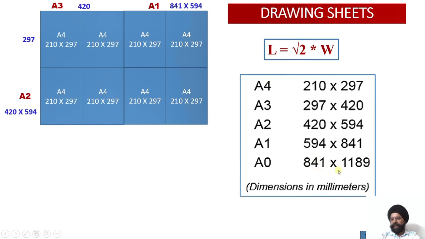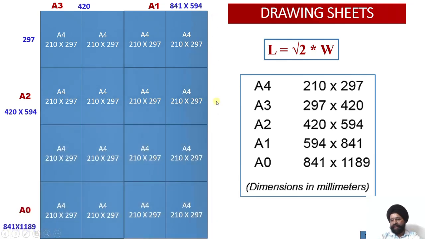Now I want to realize the A0 sheet. It will be derived from A1. In A1, 841 was the bigger dimension and 594 was the smaller dimension. This complete sheet is A1. So I will now arrange one more A1 sheet alongside its smaller dimension, so that the smaller dimension becomes doubled.